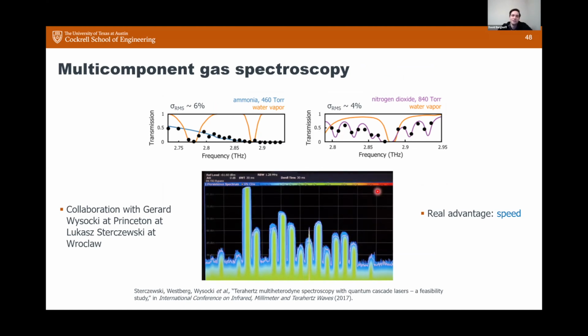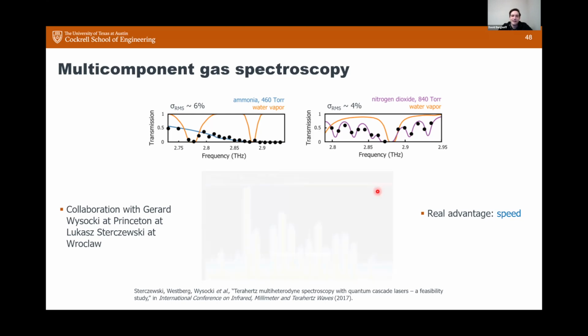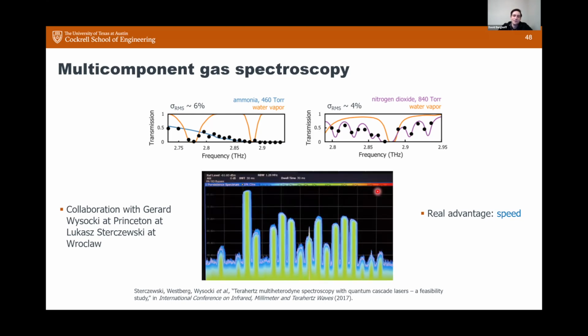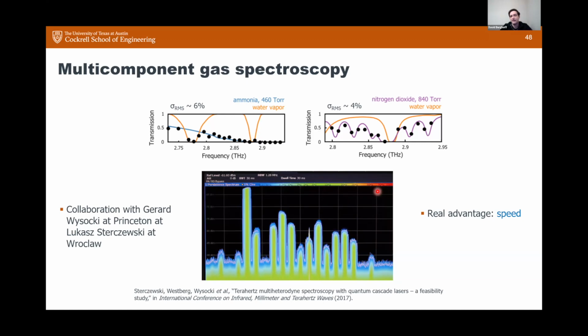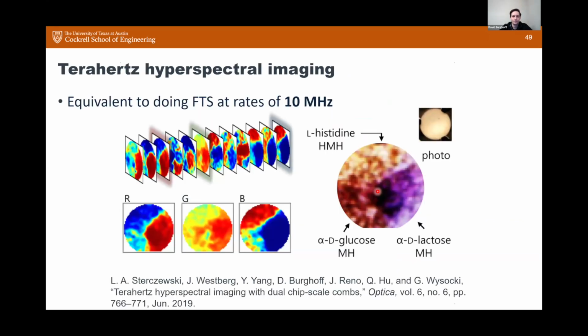So that's what this is showing. This is showing a spectrum analyzer as you put a sample in and take it out. So you could see all the heights of the lines change as you do this. And this is all measured on an RF spectrometer. So this is all in real time. There's no scanning involved. That's one of the nice advantages of these dual comb systems, really their speed.